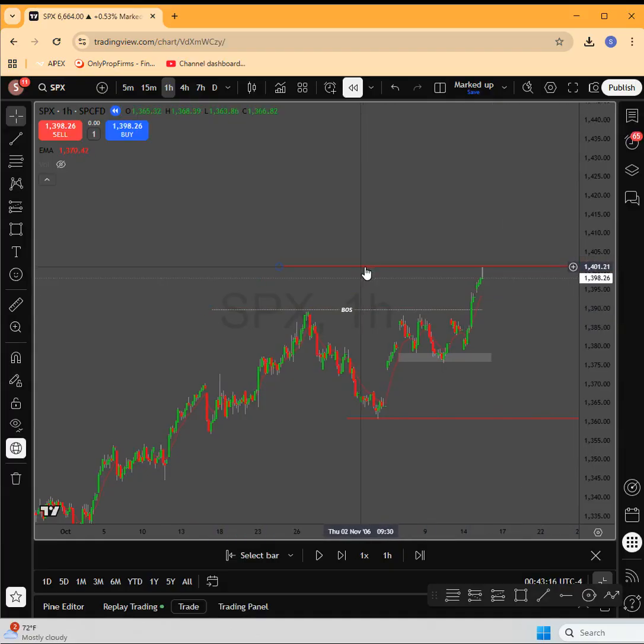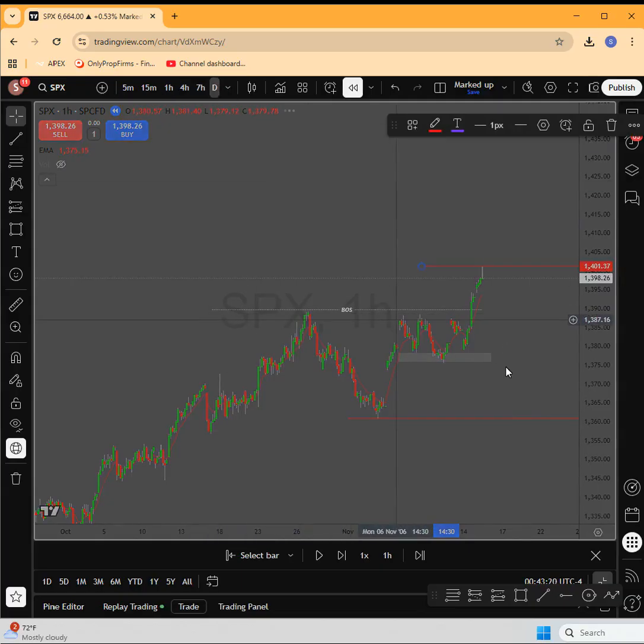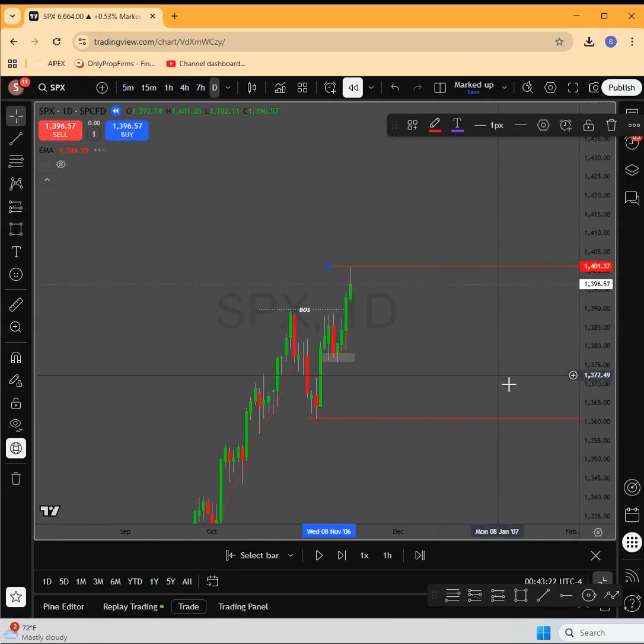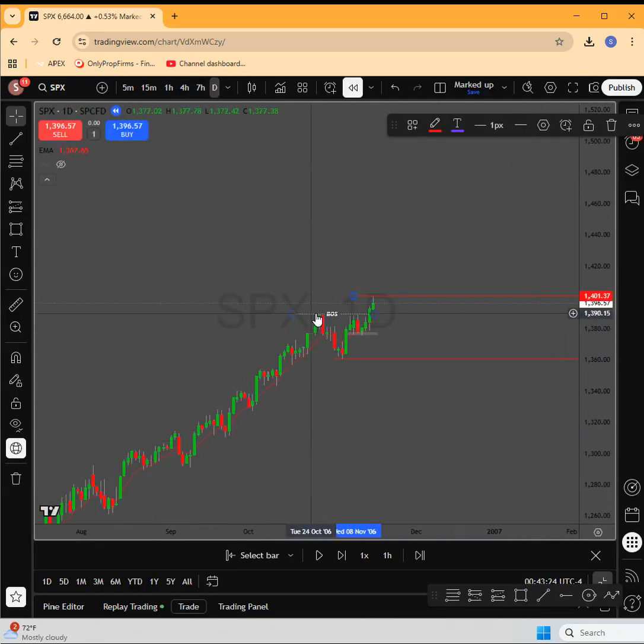So remember, this is on the daily. The red is on the daily. We got to break a structure right here. But if we move to the daily, higher highs and higher lows, right? That was the last high, that was the last low. We broke this area right here. So break of structure. We came up, and we're still pushing.